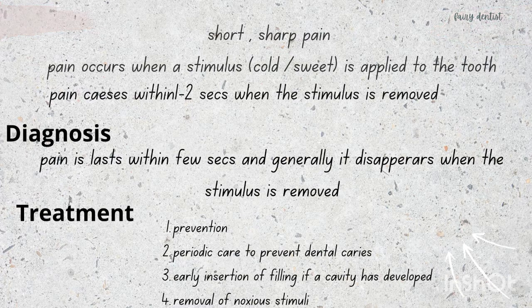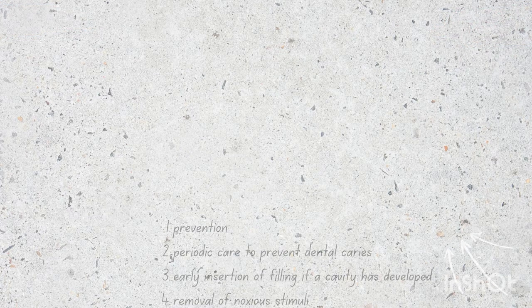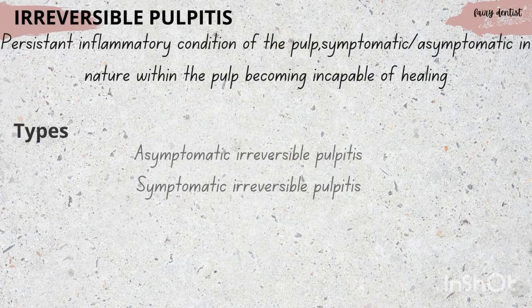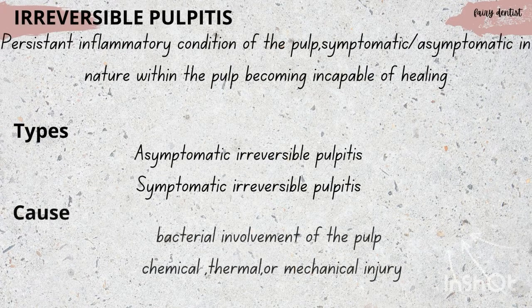The best treatment for reversible pulpitis is prevention. Periodic care to prevent the development of caries. Early restoration is done if a cavity develops.